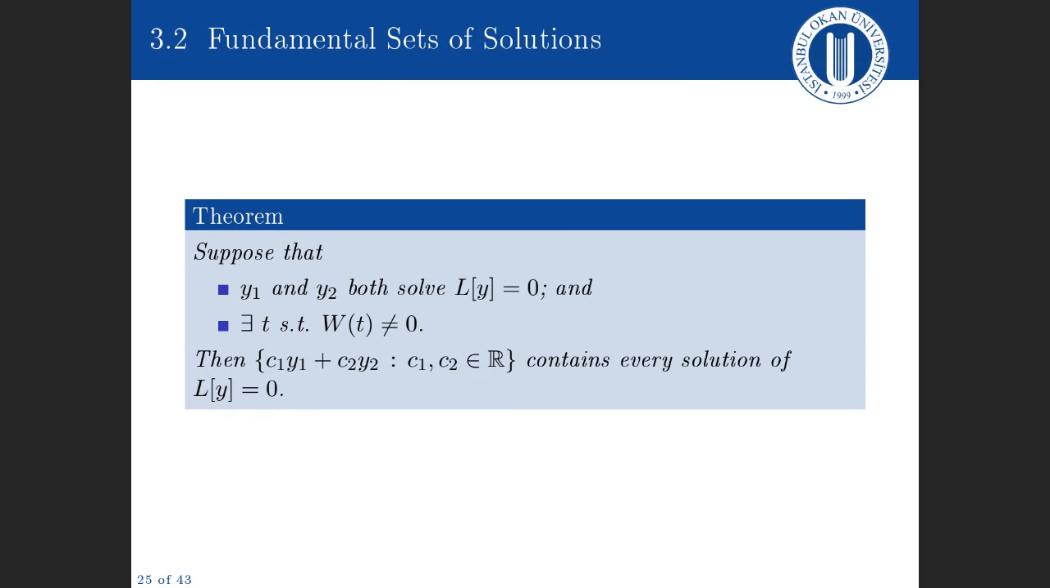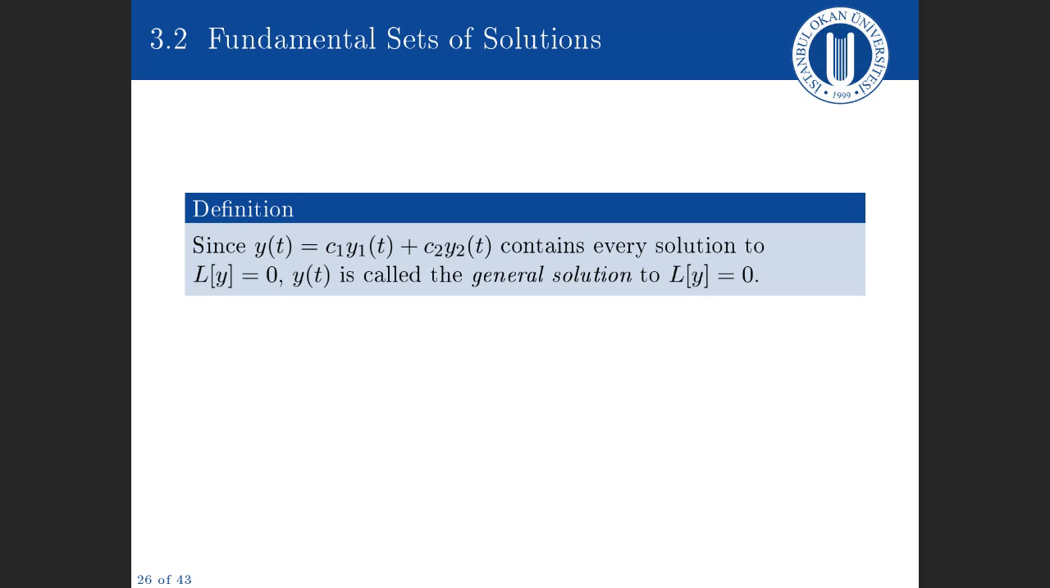Theorem. Suppose that we have two solutions to L of y is equal to 0. And suppose there exists at least one t where the Wronskian is not 0. Then this theorem tells us that c1 y1 plus c2 y2 contains every solution of L of y is equal to 0. So if we can find two solutions, and if there exists a t where the Wronskian is not 0, then we can just take a linear combination of them, and that will be the general solution to our linear differential equation. c1 y1 plus c2 y2 is called the general solution to L of y is equal to 0.